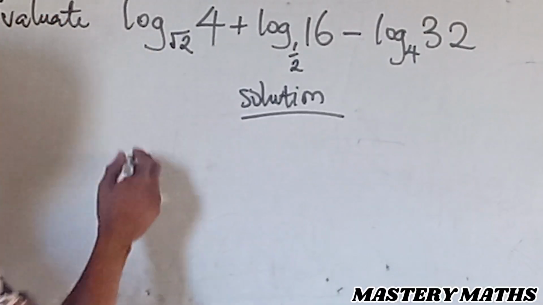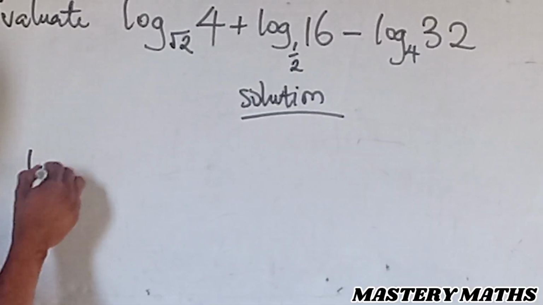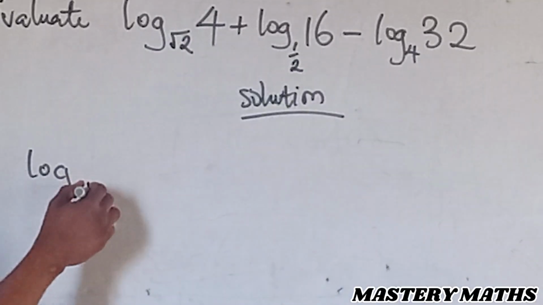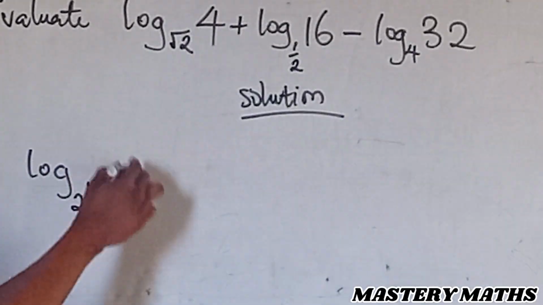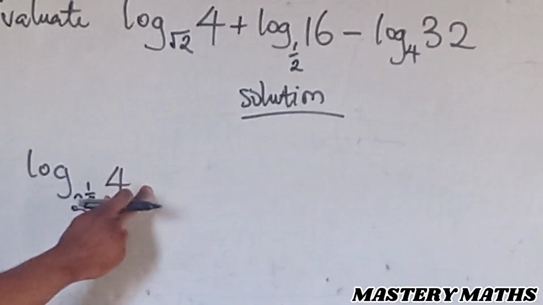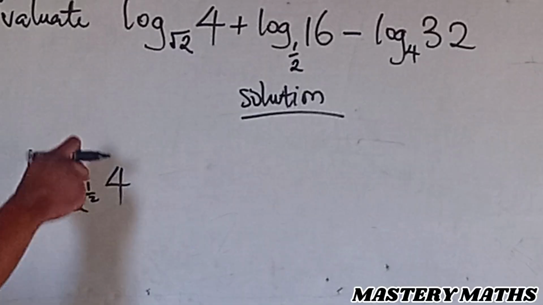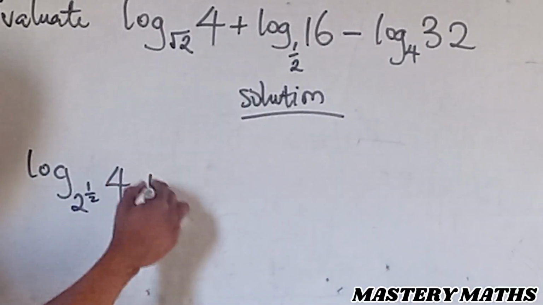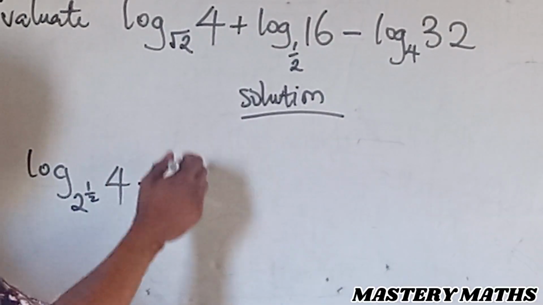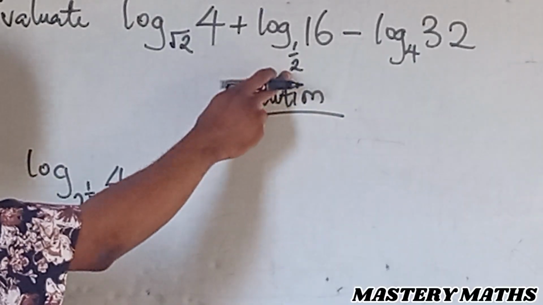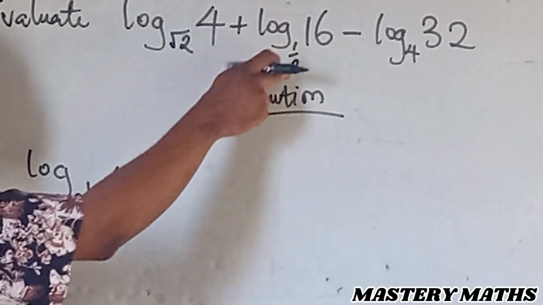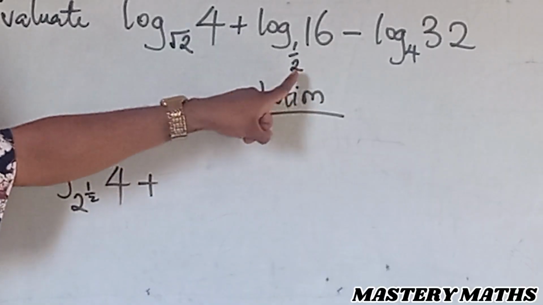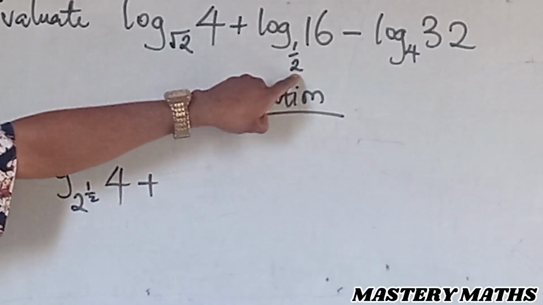Now, it will be log 2 base 2 raised to the power of 1 over 2, then you have your 4. So it will be log 4 in base 2 raised to the power of 2. Remember I told you it can be replaced as this. Then you have your plus, you have your log. Now, if you look at this, the base here is half. Log 16 in base 1 over 2.